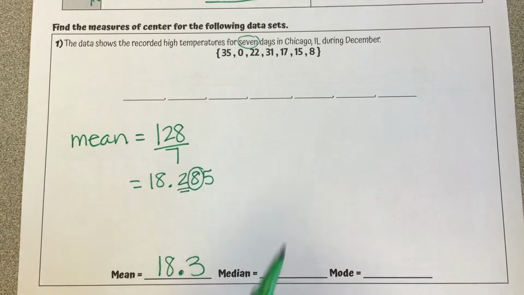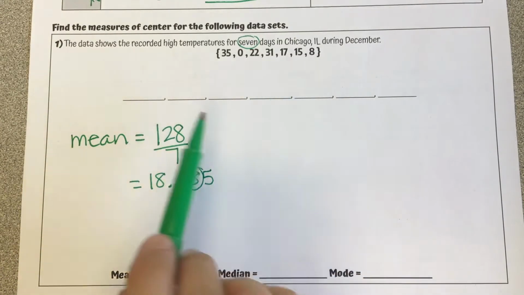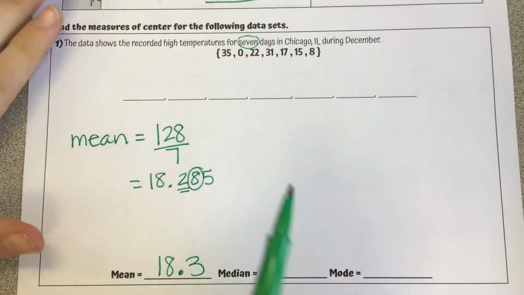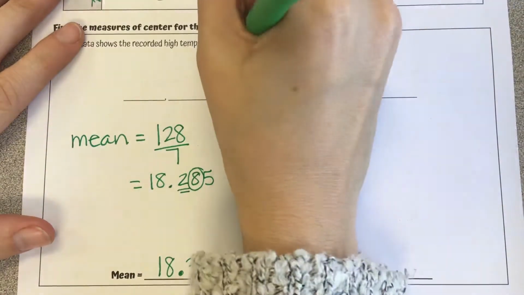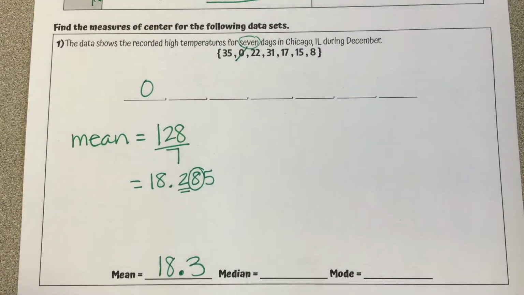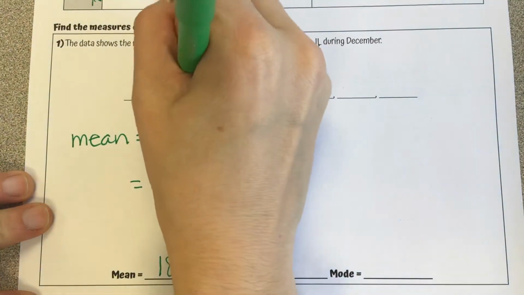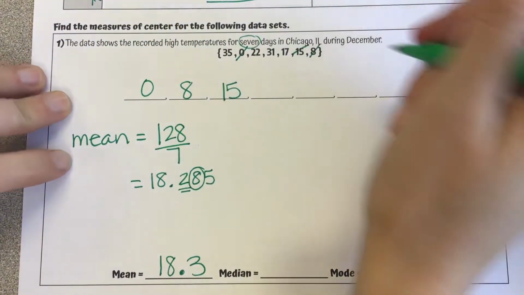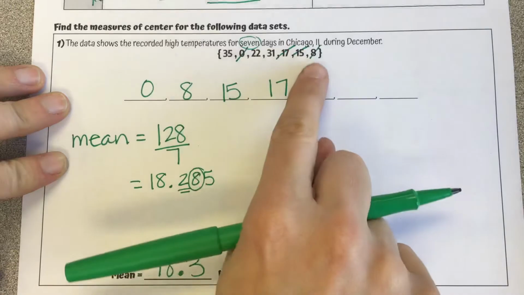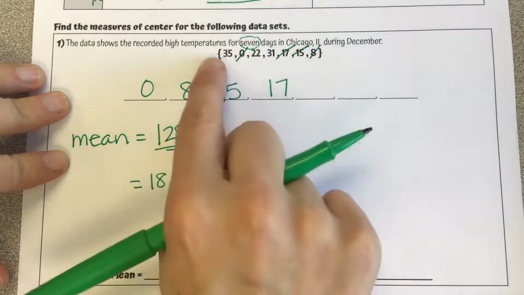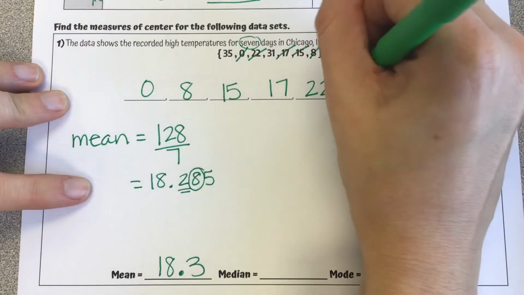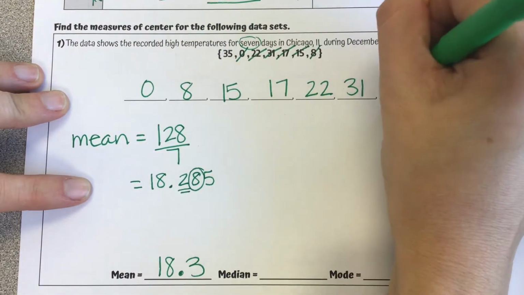Next thing, we're going to find the median. Remember, we need to put this in order from least to greatest. So that's what these lines are here for. Be careful as you're doing this. It's important to do it in pencil because it's easy to make mistakes. So we have 0 first, 8, 15, 17, and you'll notice I'm crossing them off as I go to make it easier to look at what's left. 22, 31, 35.